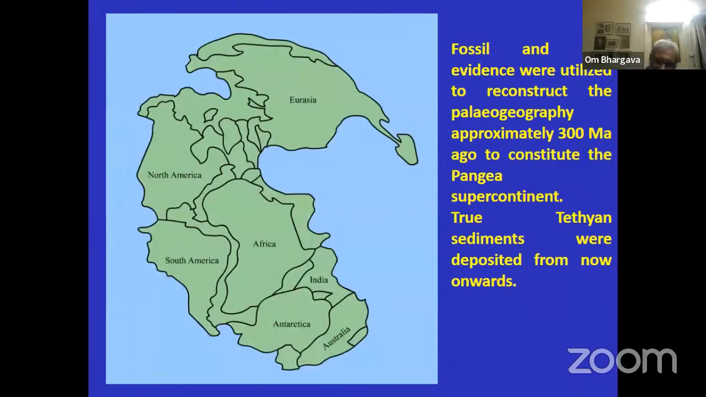India at that time. Now you have seen that in Rodinia, India was somewhere to the northwest, and Antarctica was further up. Now the entire thing has changed. You have Africa, and on the south eastern side of Africa, you have India, Antarctica, and Australia. Now this was the scenario before India started drifting towards its present position. This fossil and rock evidence was utilized to reconstruct the paleogeography of this period. And this is how the Pangaea has been reconstructed, with fossil evidence and paleomagnetic evidence.